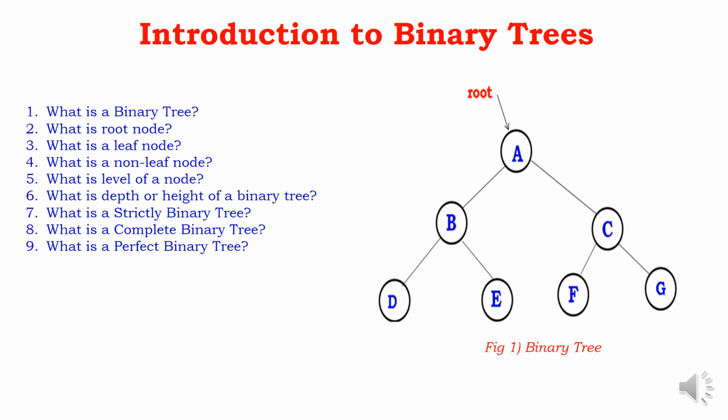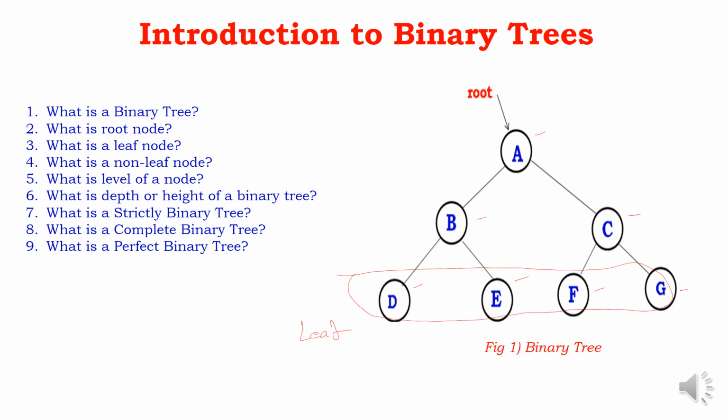There is a node called A, which is called the root node. This is a root node, and it has two children, B and C. Again, B has two children, D and E. C has two children, F and G, where D, E, F, G do not have any children. The nodes which do not have any children are said to be leaf nodes. So D is a leaf node, E is a leaf node, F is a leaf node, G is a leaf node. So these four are leaf nodes.